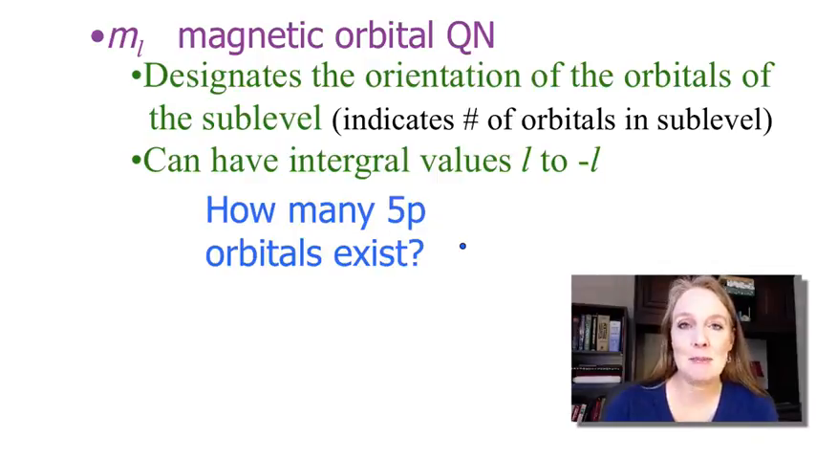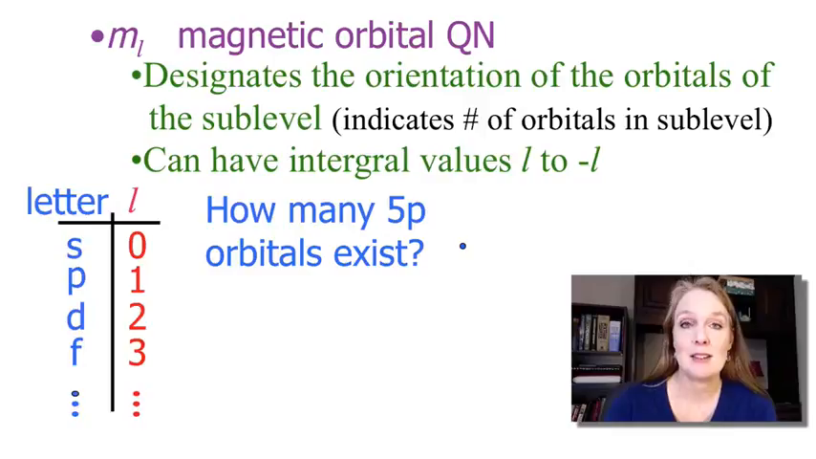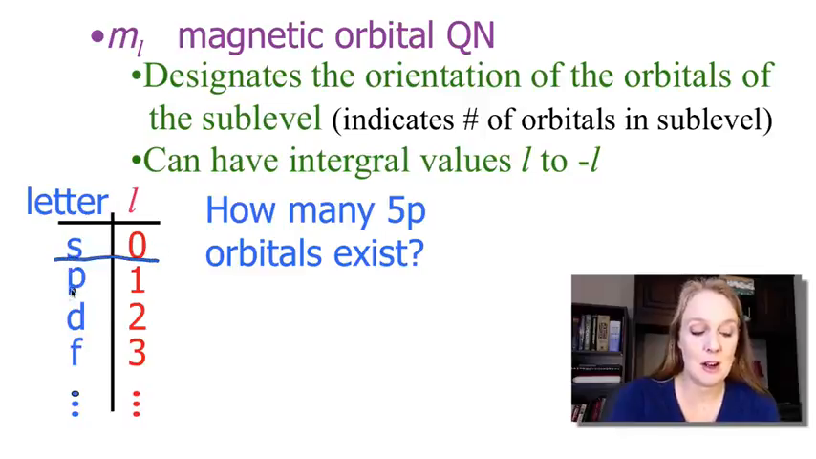How many 5p orbitals exist? Well, first we have to remind ourselves what the value is for L if we have a p orbital. Here's a little table I put together to remind us of that. Remember, if it's an s orbital, then L is 0. If it's a p orbital, then L is 1.